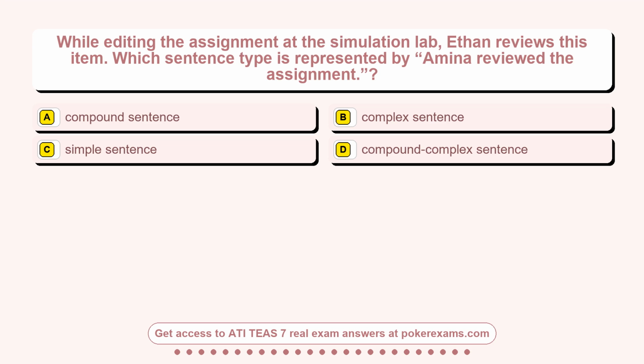Question 19. While editing the assignment at the simulation lab, Ethan reviews this item. Which sentence type is represented by Amina reviewed the assignment? Option A, compound sentence. Option B, complex sentence. Option C, simple sentence. Option D, compound-complex sentence. The correct answer is option C, simple sentence.